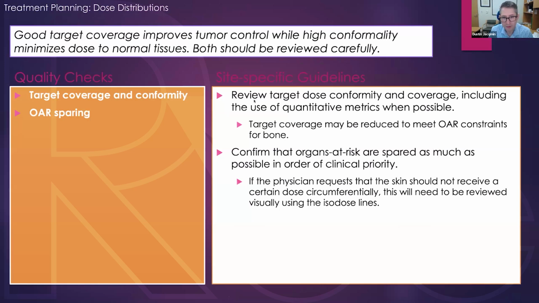Like spine SBRT, target coverage might be reduced to meet organ at risk constraints when you're treating sarcoma. One tricky thing is that often a physician will tell you that they don't want the 20 gray isodose line to circumferentially cover the skin. So they'll say in every single slice, I want at least some of the skin to get less than 20 gray. And actually, you can't really make a DVH objective that does this. So you have to look at every individual slice and make sure that the isodose lines are breaking apart at 20 gray around some part of the skin.